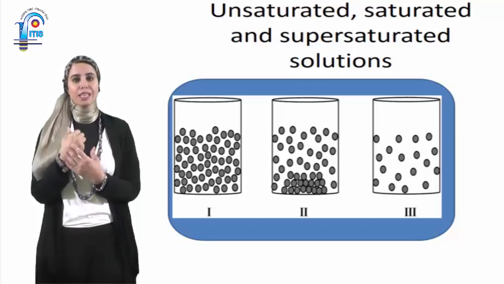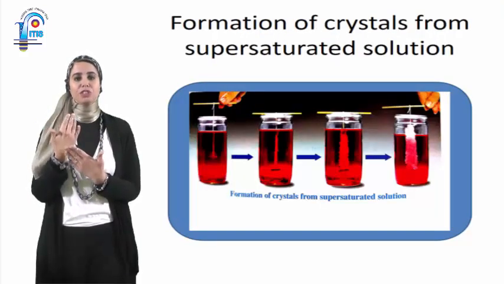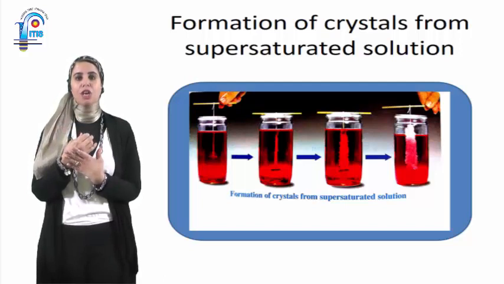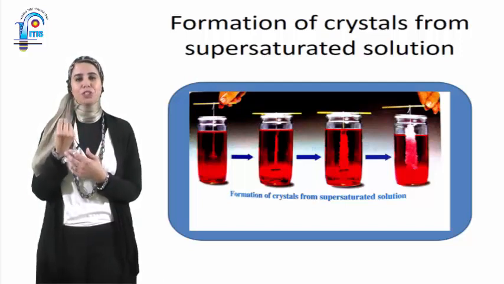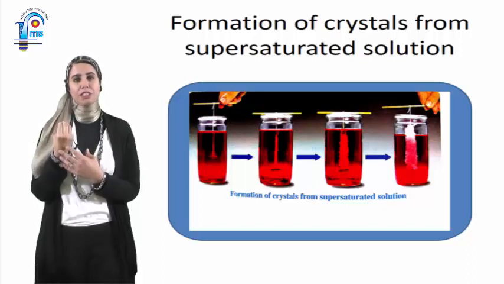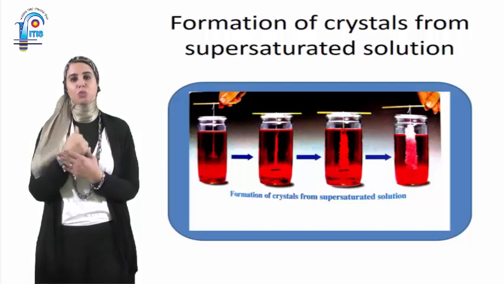We are going to talk in the next slide about how we can form crystals from a supersaturated solution. We bring a string, put some crystals on it, and then put it in a supersaturated solution. This string, by rotating, will take the solute which has saturated the solution and form it on itself. So it will form crystals of the solute which has supersaturated the solution with water.